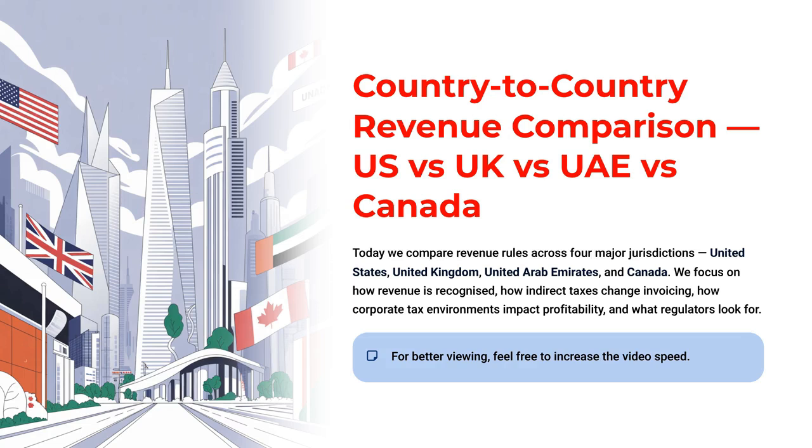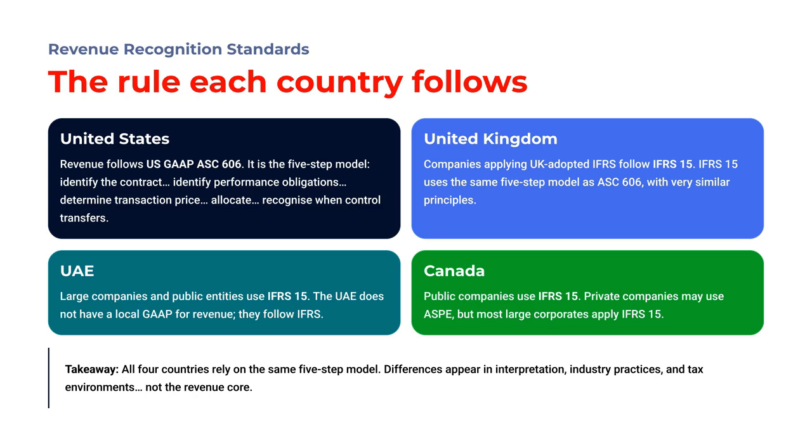Today we compare revenue rules across 4 major jurisdictions: United States, United Kingdom, United Arab Emirates, and Canada. We focus on how revenue is recognized, how indirect taxes change invoicing, how corporate tax environments impact profitability, and what regulators look for. Revenue Recognition Standard. The rule each country follows.